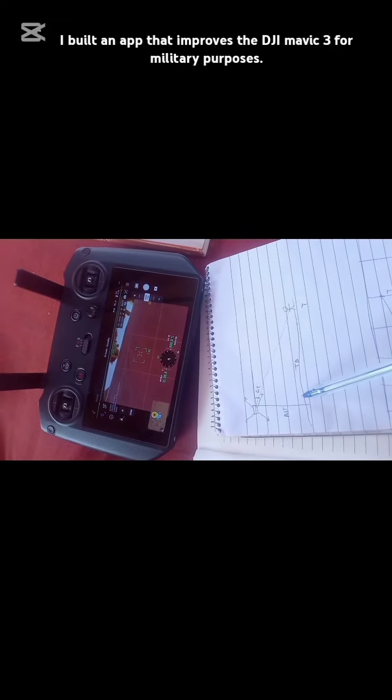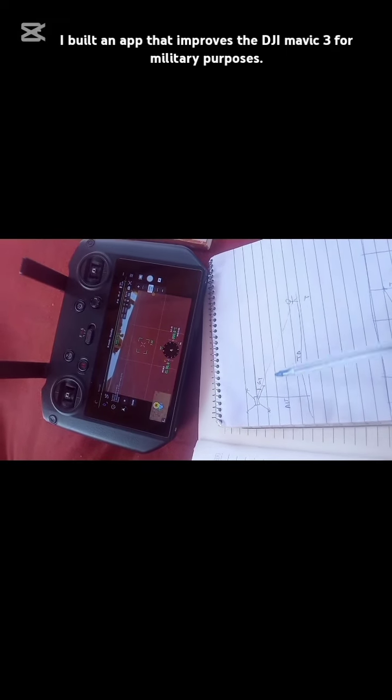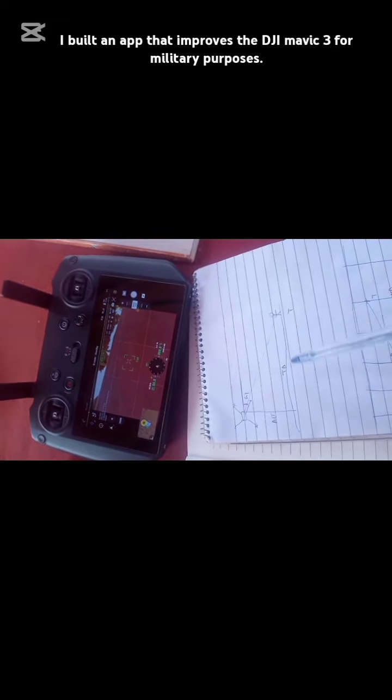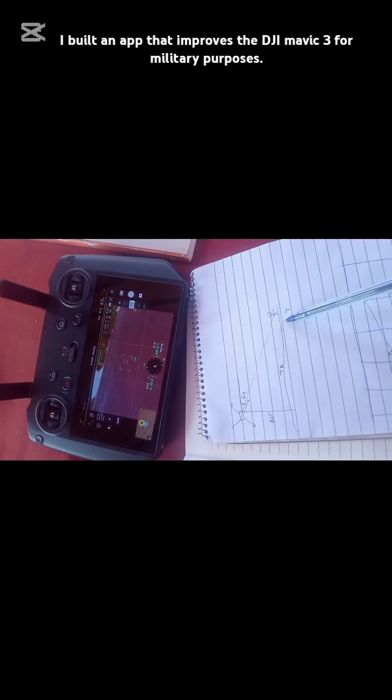Taking the gimbal tilt and the altitude, we can use Pythagoras' theorem to calculate this distance from the drone to the target. And after getting that distance, we can add it to this formula by taking the compass direction and the distance.